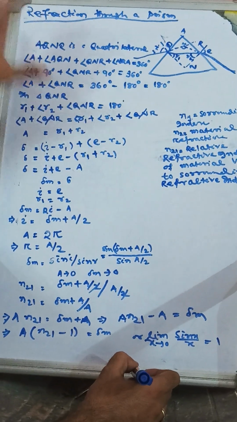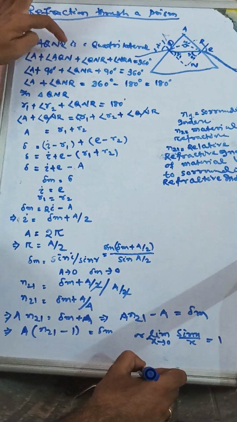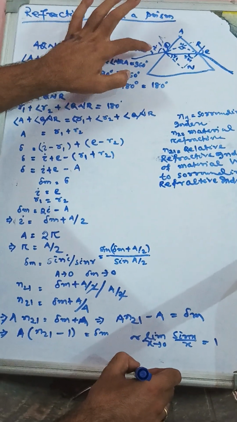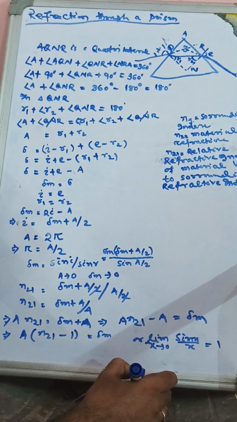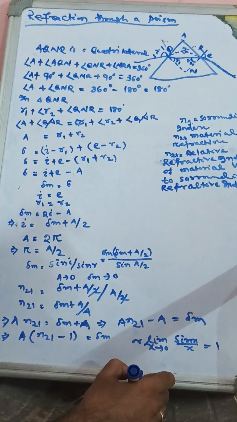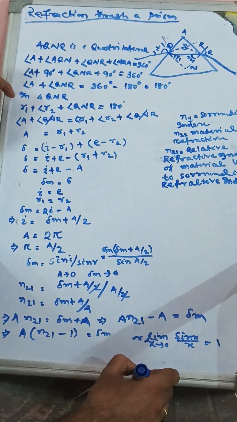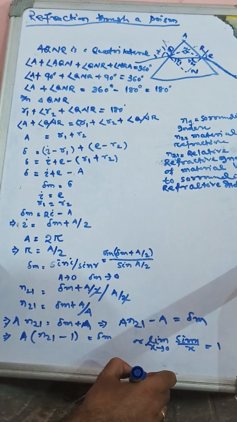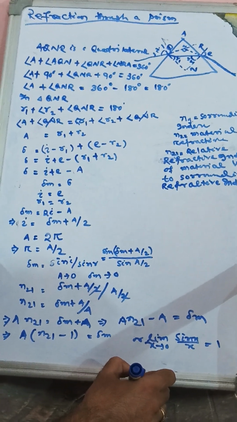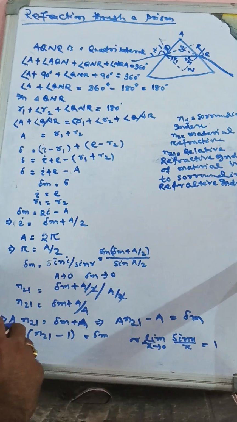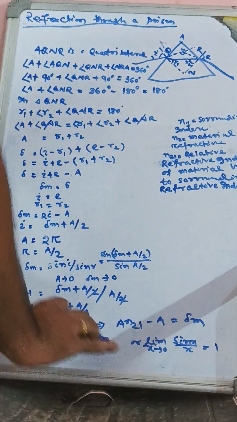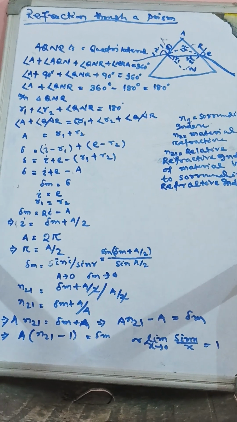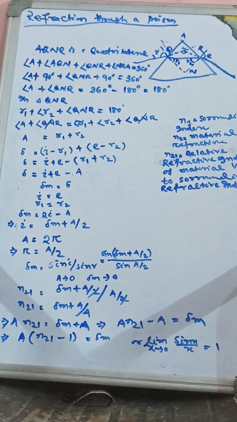We have to write quadrilateral AQNR, and then R1 plus R2 plus QNR is equal to 180 degrees. Then we have to write in this way. This is all about refraction through a prism.